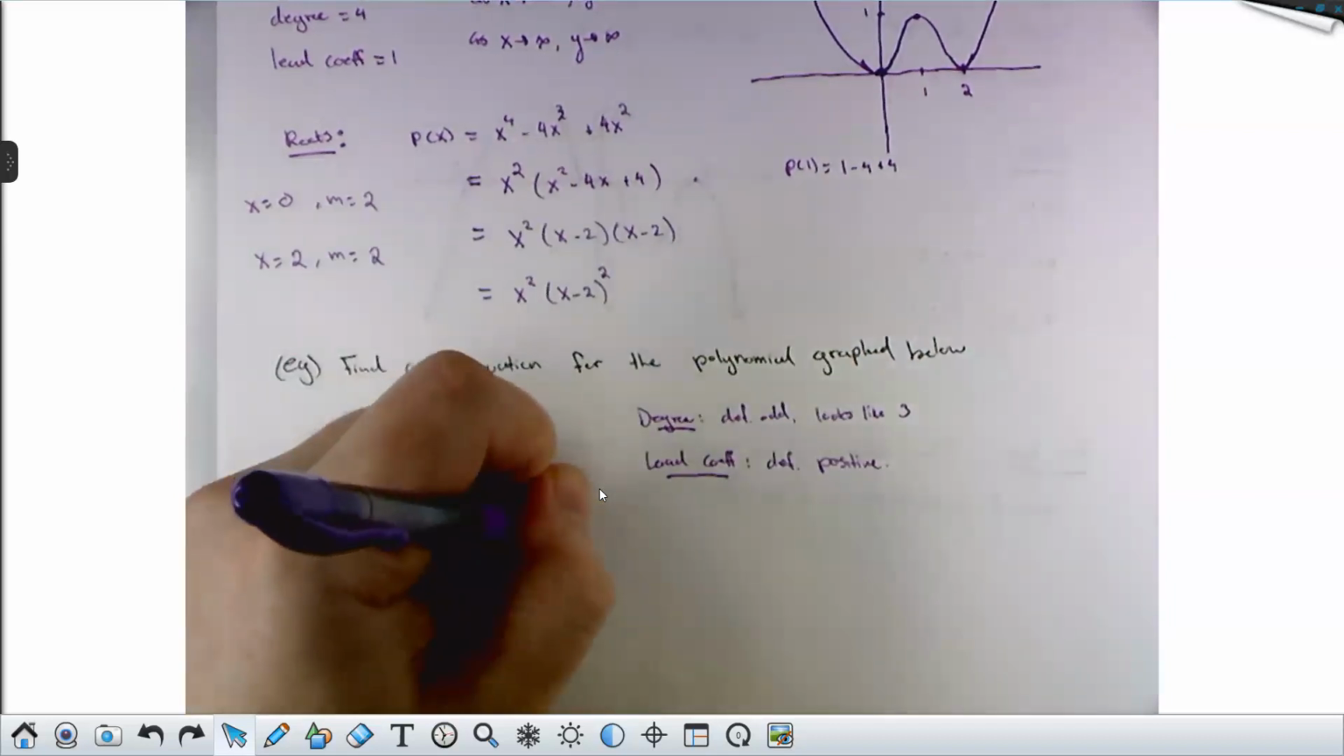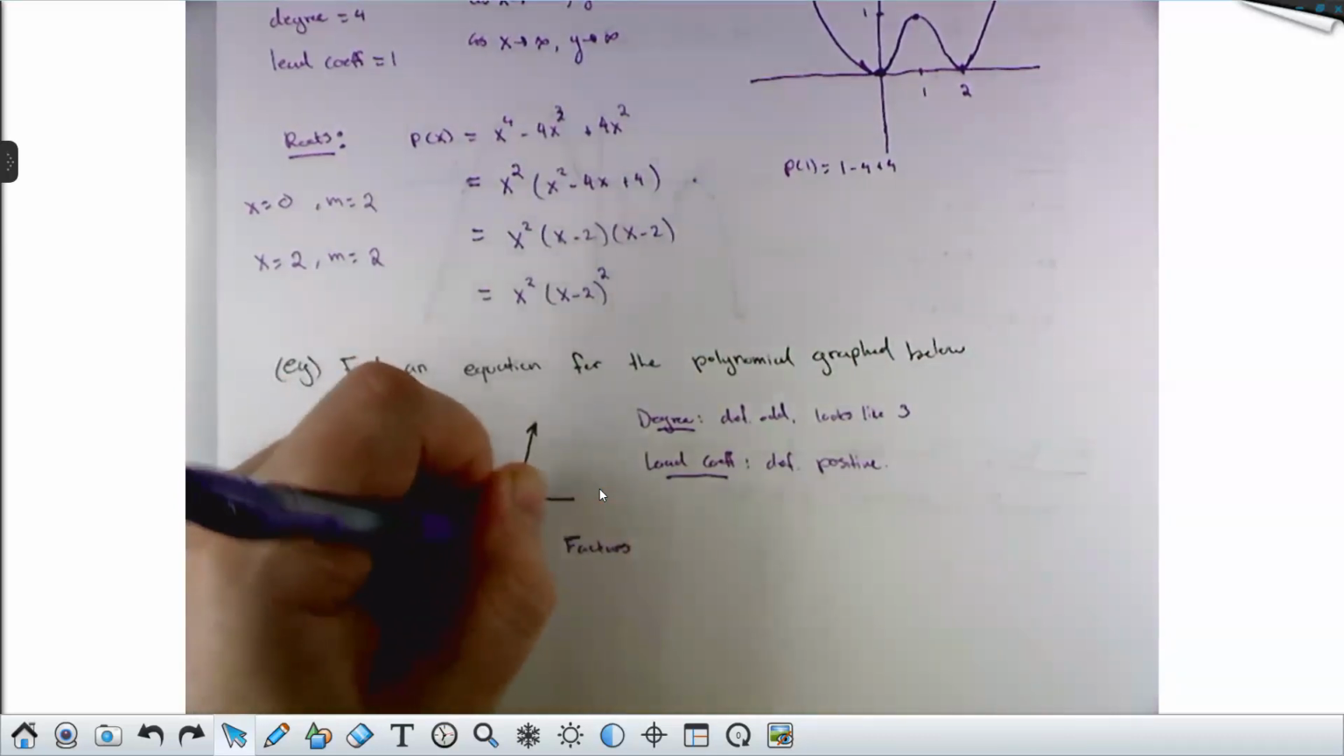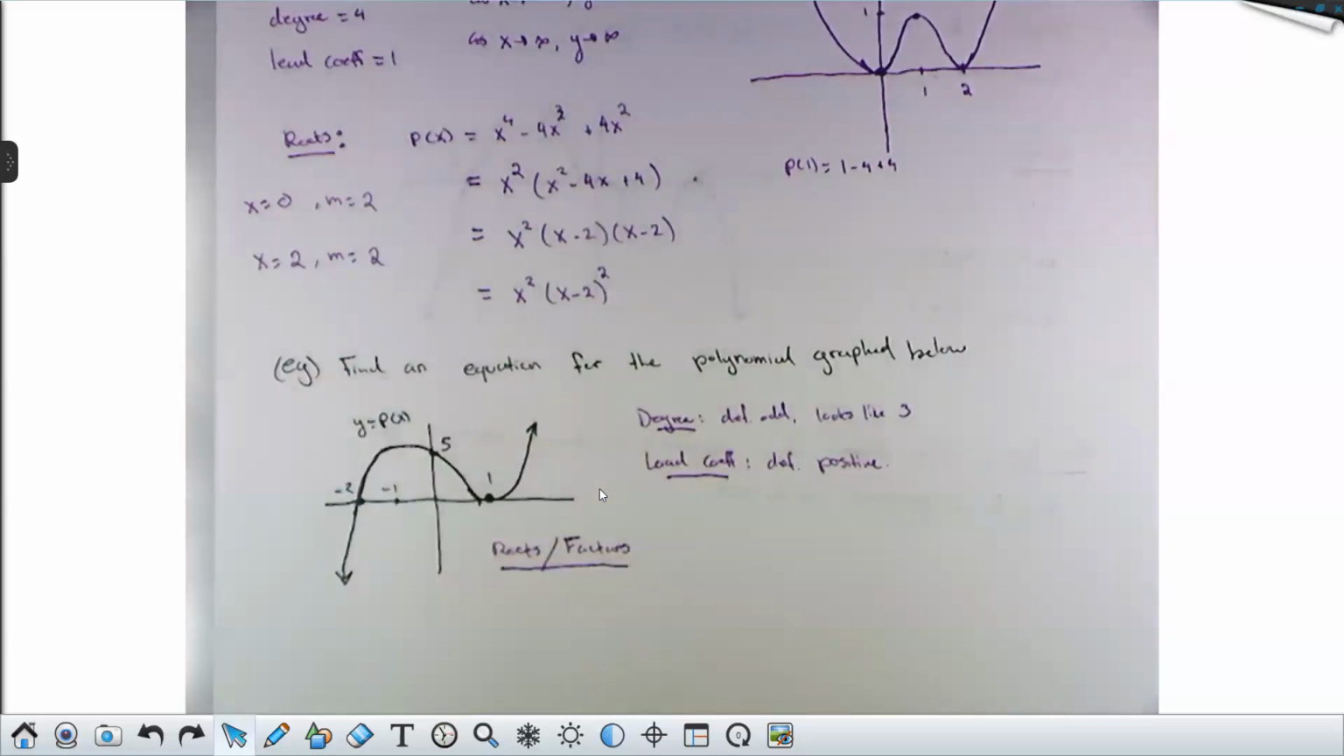Okay, what about the factors? What about the roots? Remember, roots and factors come together. You know one, you get the other. Before we were given the factors and we had to come up with the roots. Now I'm being given the roots, I need to come up with the factors. So somebody tell me a factor of this polynomial. X plus 2. Very good.